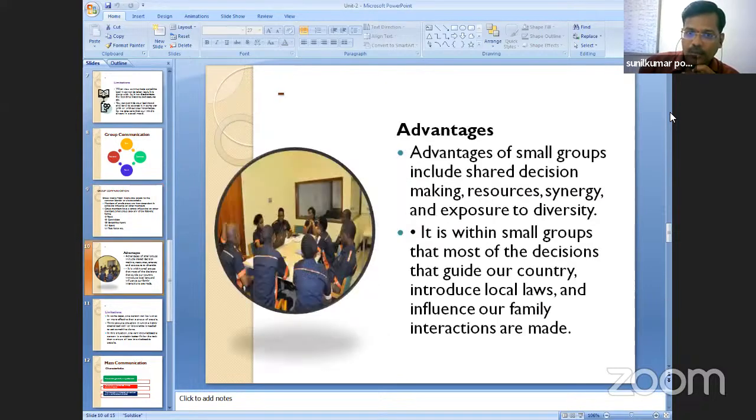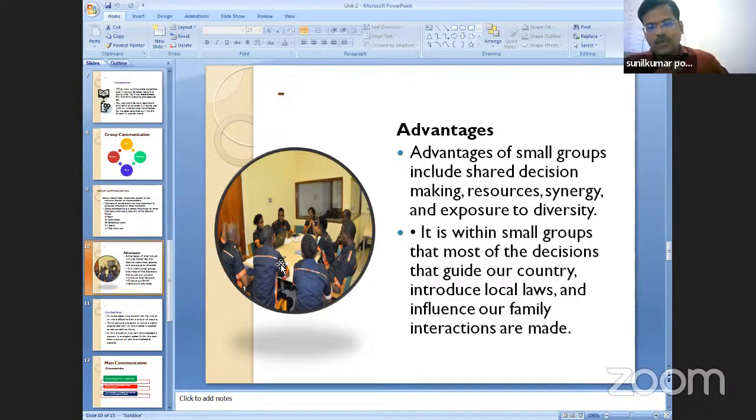Now, come to the advantages. Here I am mentioning some advantages of group communication. One image here shows a group of people discussing one point or one agenda. Agenda means what they have to discuss in the meeting. That is called agenda.